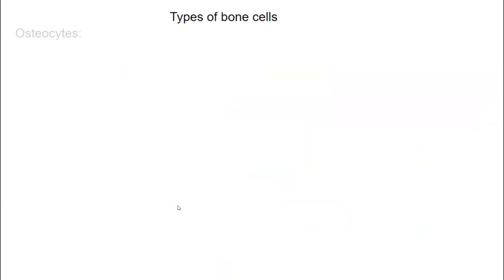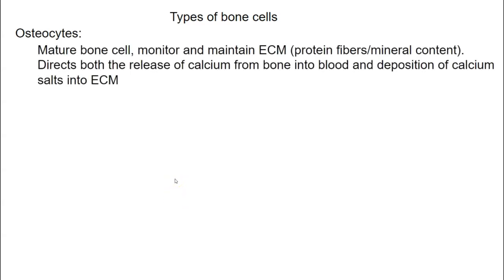Let's look at the types of bone cells. We have osteocytes. Those are mature bone cells. They monitor and maintain the extracellular matrix. Remember, the extracellular matrix is what we just talked about. That's the protein fibers and the mineral content. The osteocytes direct the release of calcium from bone into blood, and also the deposition of calcium salts into the extracellular matrix. It's a lot of words there, but basically it directs the coming and going of calcium.